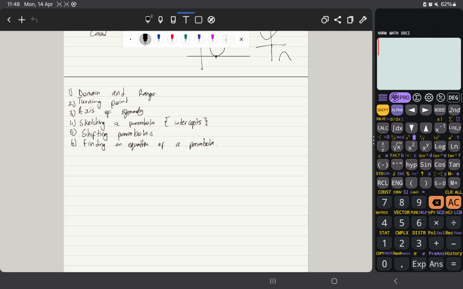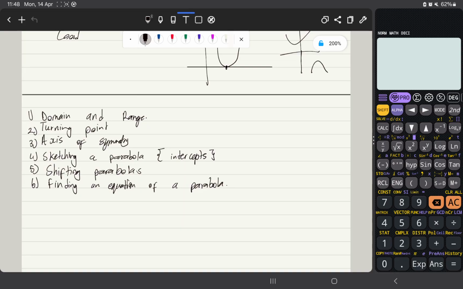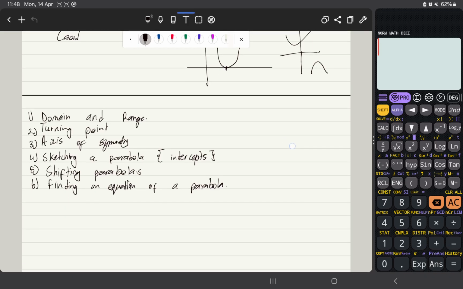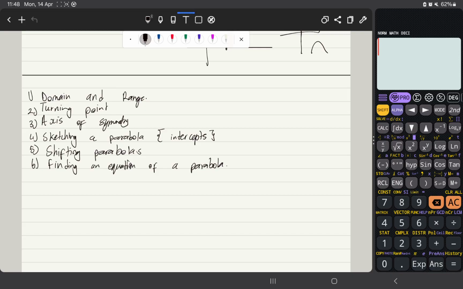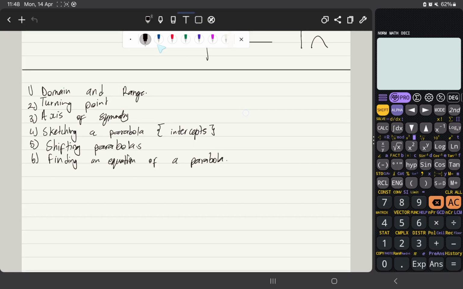Cool. So I believe this is just the end of the parabola, but there are very important things that we didn't discuss about the parabola. We're gonna go through the domain and range, turning points, x-intercepts, symmetry, sketching the parabola, shifting parabolas, and finding the equations of a parabola. Very cool. So where do I start? Let me go with the range first.